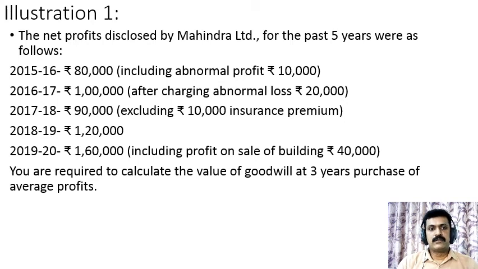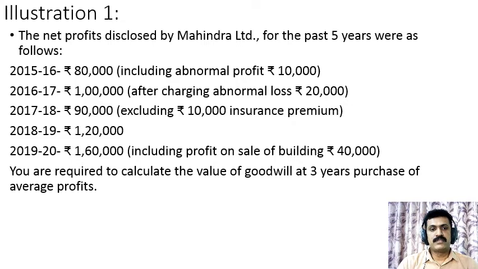So let us work out a problem on the calculation of goodwill under simple average profits method. In this problem, the net profits disclosed by Mahindra Limited for the past 5 years are given. For the year 15-16, the profit is rupees 80,000, which includes an abnormal profit of rupees 10,000. So since it is abnormal profit, we have to deduct it.